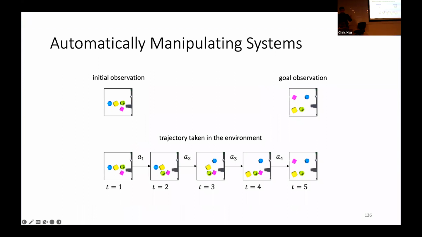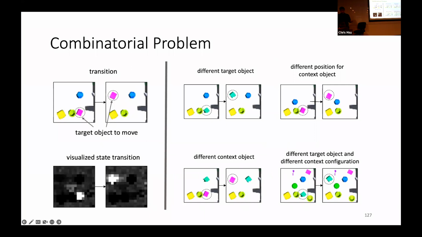At the highest level, any kind of manipulation can be reduced to reconfiguring the components. So we can study this concretely as an object rearrangement problem. The challenge in solving this kind of task is that the space of possible system configurations is combinatorially large. Here you see the same state transition for a single object, but shown in different contexts, whether the background objects are in different configurations or the target object itself is different.